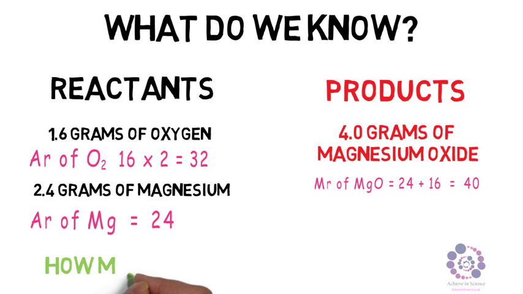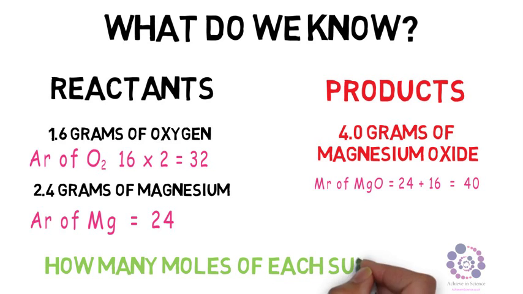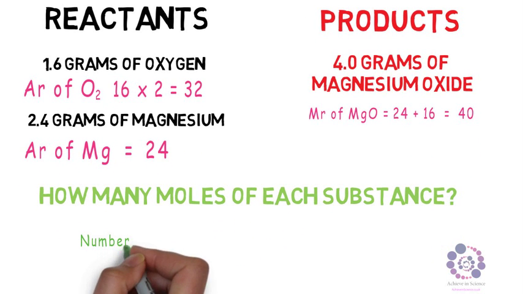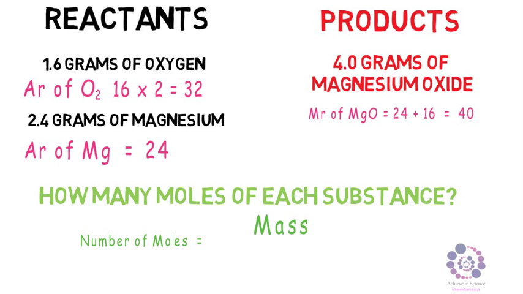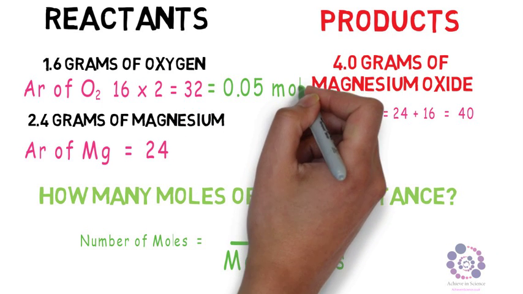Now, using this information you can work out how many moles of each substance you have, as you will know the equation. Number of moles is equal to the mass divided by the molar mass. So therefore you can divide 1.6 by 32 to identify the number of moles of oxygen is 0.05.